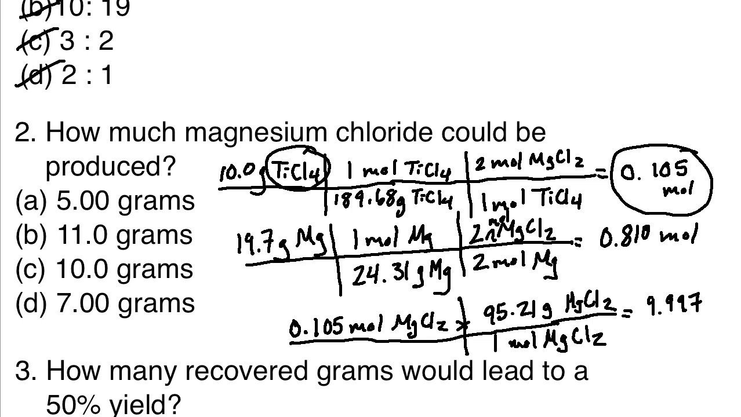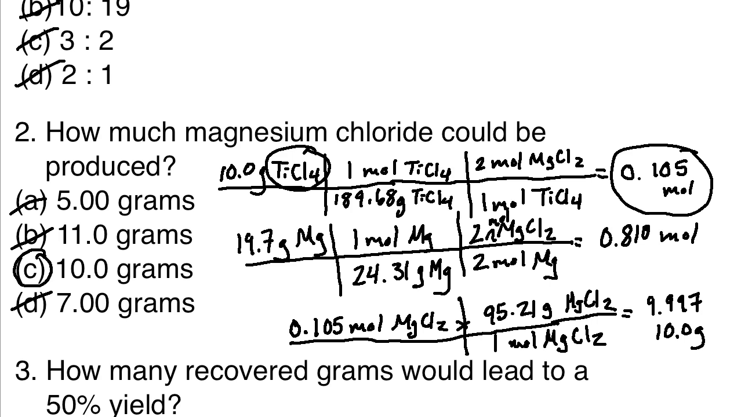So when I round this up because of significant figures, because I only have 3 significant figures in this answer, I'm going to end up with 10.0 grams of magnesium chloride. So there's the answer. This one was best just directly solved and not attempting to take a bunch of guesswork.